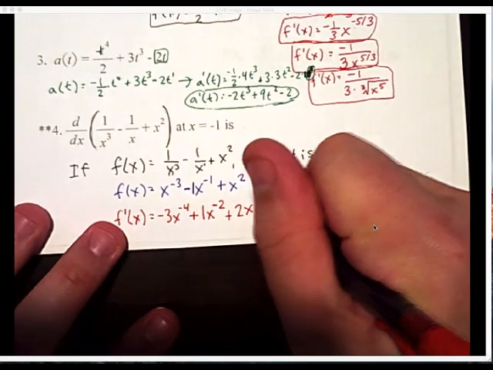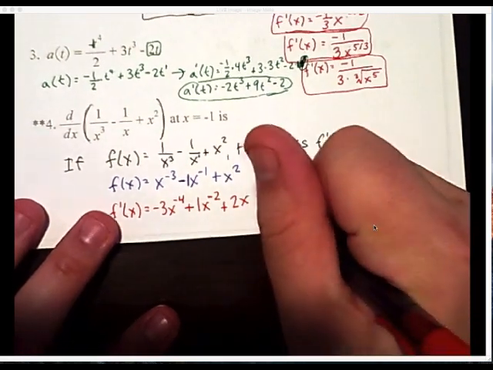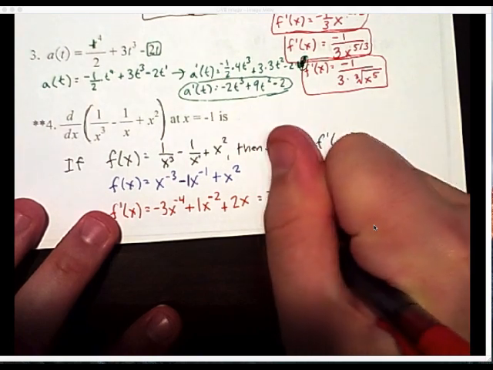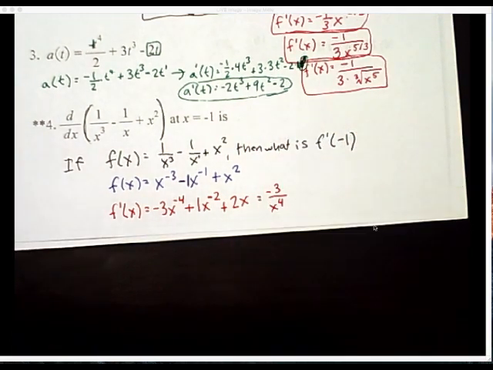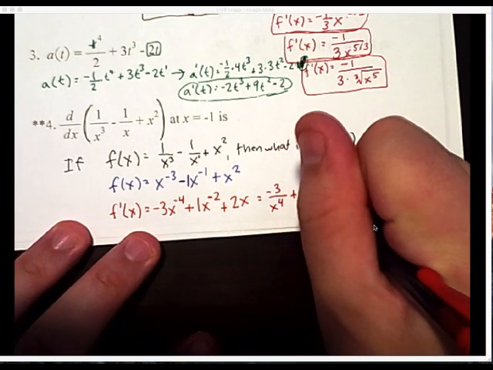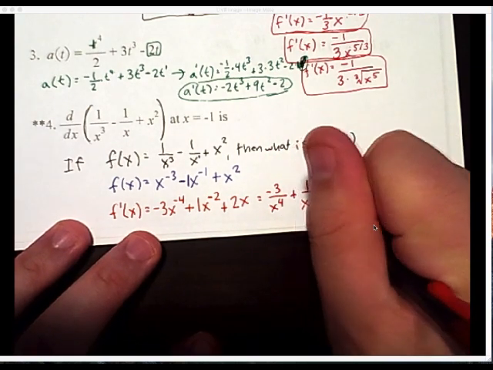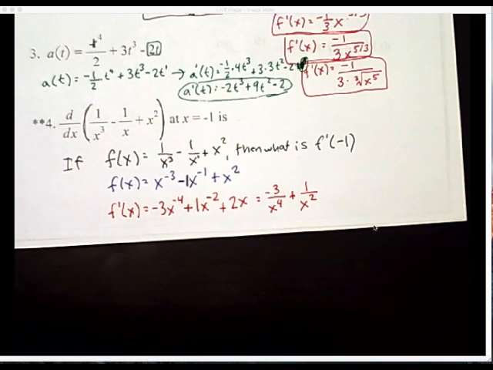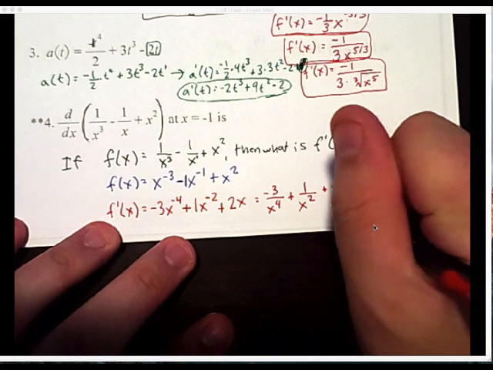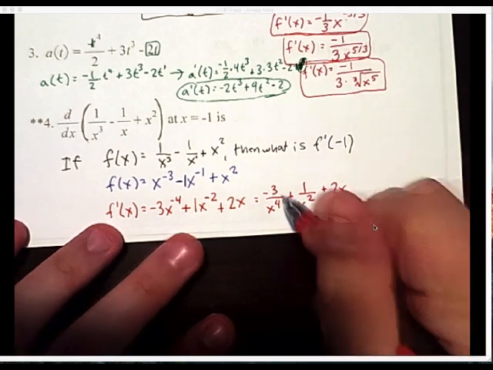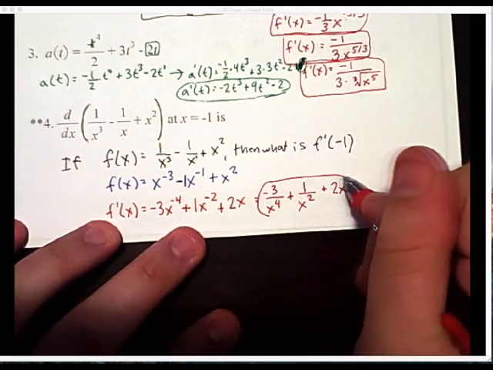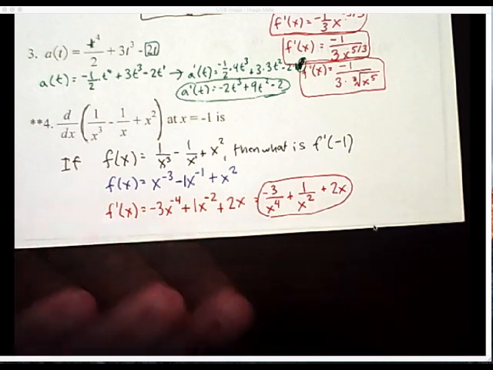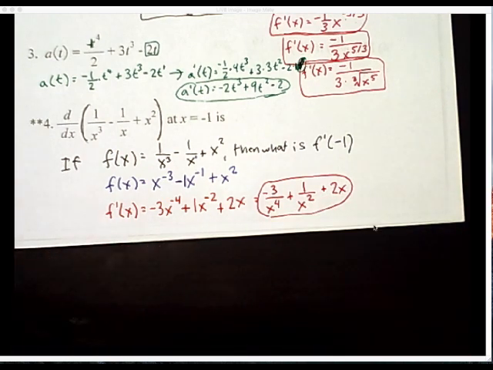Now if I wanted to rewrite that a different way, I could say negative 3 over x to the fourth, put it back into the denominator because it's the negative power, plus 1 over x squared. Again, negative exponent, just put it back out into the denominator, plus 2x. So this is the easier way to deal with it. This is what the actual derivative is for all of x, for any x value that you give me.